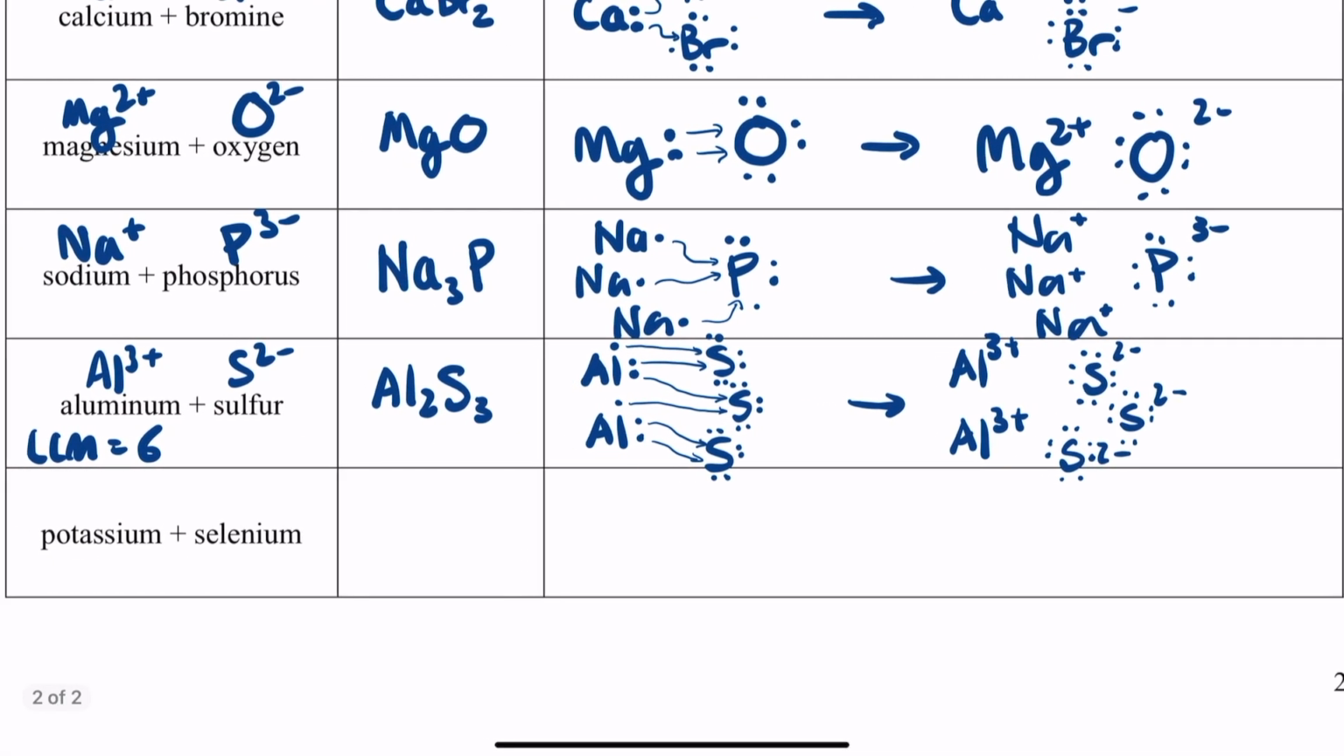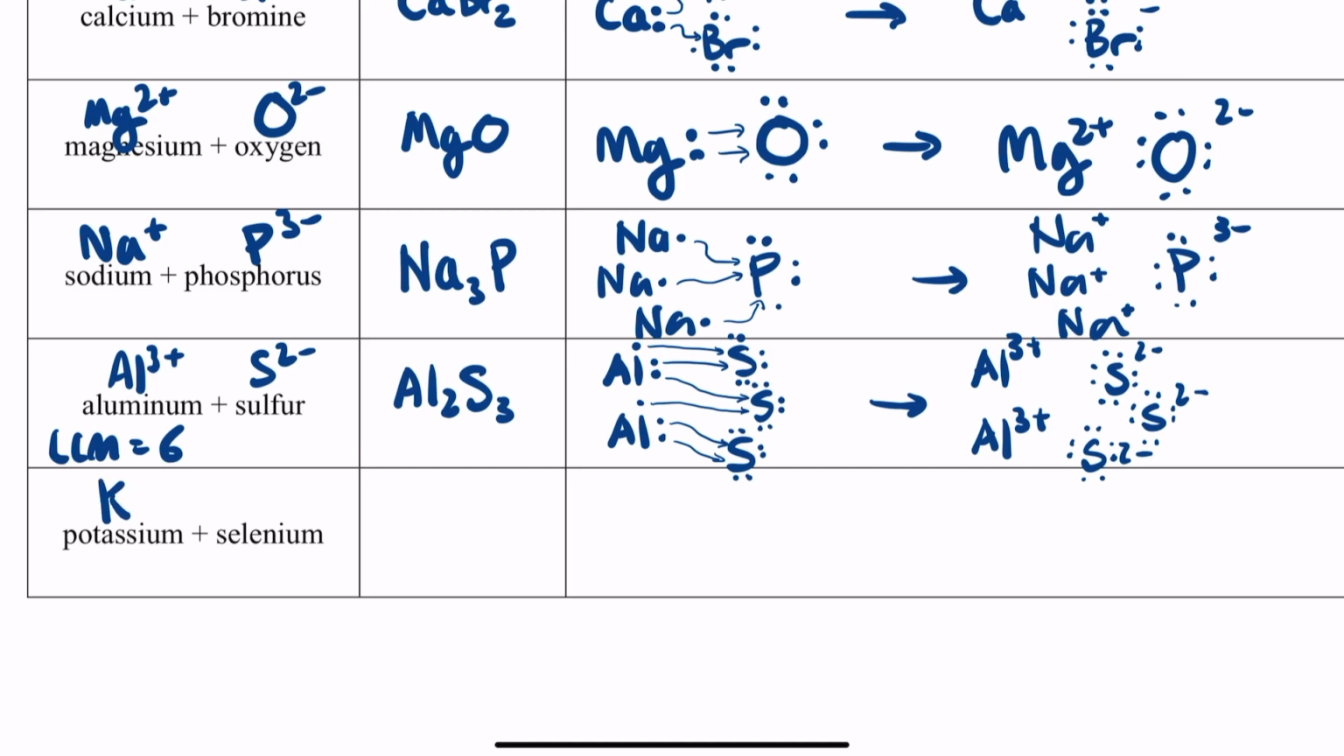Okay, finally, we have potassium and selenium. Potassium's K, with a 1 plus charge since it's in column 1A. Selenium is Se. It's a nonmetal in group 6A, so it'll have a 2 minus charge. So the formula is probably going to be K2Se because you need 2 plus charges to cancel out a 2 minus charge.